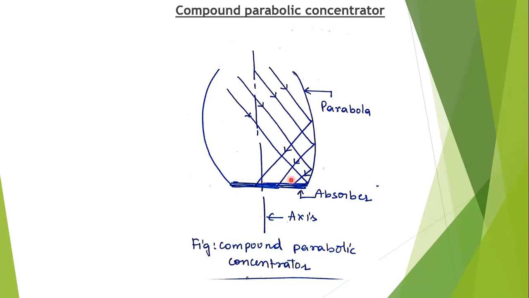It also comes under non-focusing. We have two types, right? Focusing and non-focusing. The last one I discussed, the flat plate mirror collector, is also a non-focusing type. And coming to this compound parabolic concentrator, it also comes under the non-focusing category.